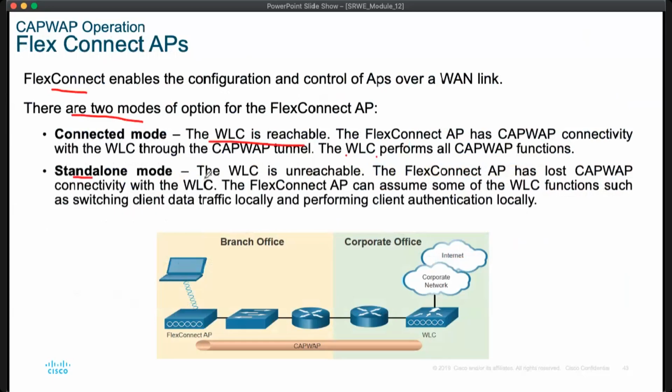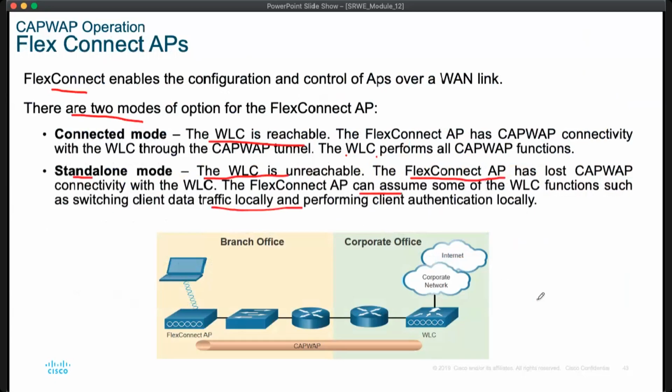In standalone mode, the WLC or wireless LAN controller is unreachable, so the FlexConnect AP has lost CAPWAP connectivity with the wireless LAN controller. The FlexConnect AP can assume some of the WLC functions, such as switching client data traffic locally and performing client authentication locally.